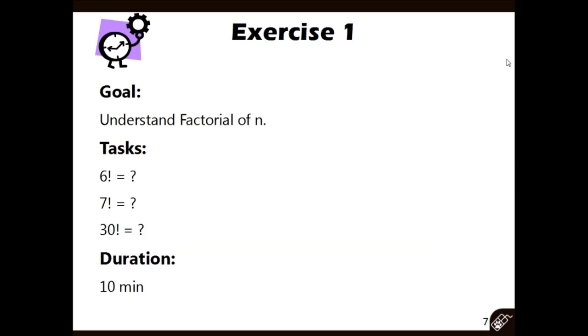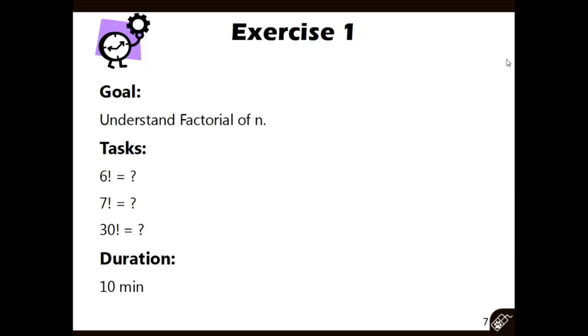But since we already had 6 factorial, what can we do? We can reuse the answer that we got from 6 factorial. And then on top of that, what do we do? You just multiply 7 to it. That's what your answer is going to be with the 7 factorial.